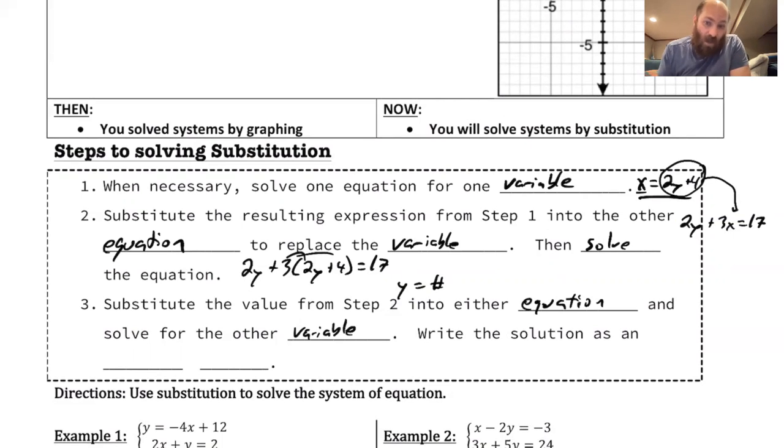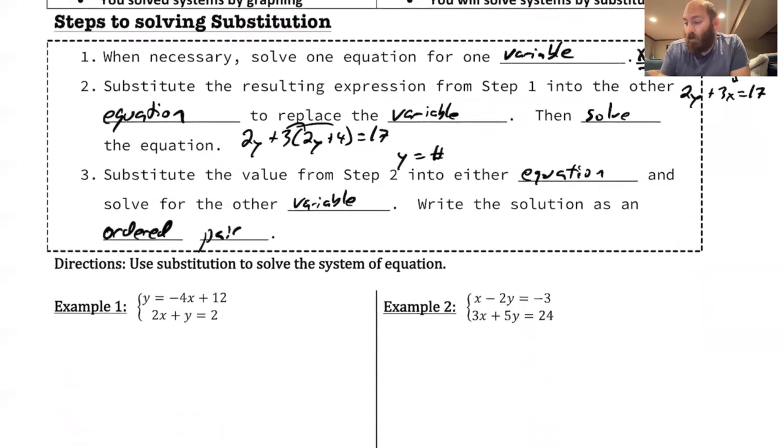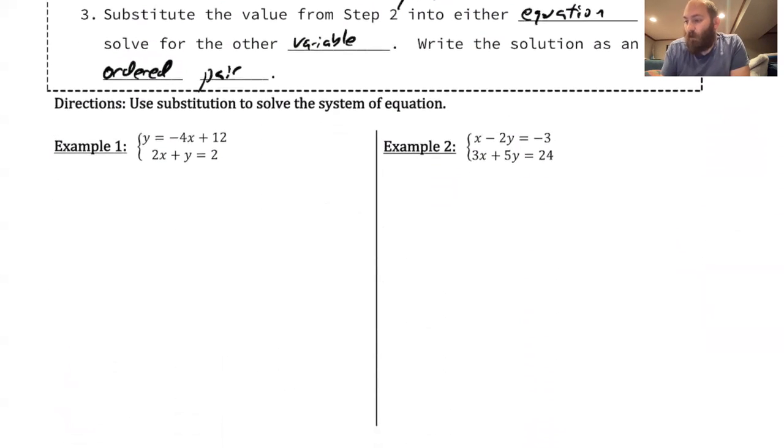When we get our answer from that, we get an x value and a y value. Unless it's a word problem, you always write the solution as an ordered pair. Remember, we're representing when the two lines cross. So that's what we want to show. We want to show it as an ordered pair. So a couple examples we'll go over on that one.